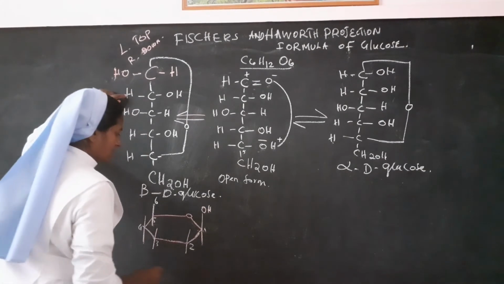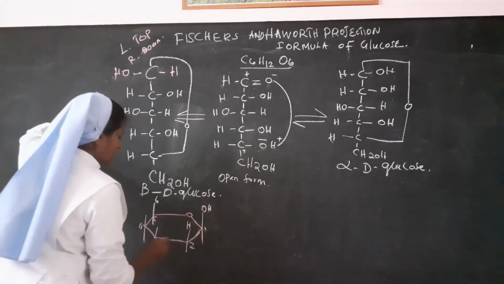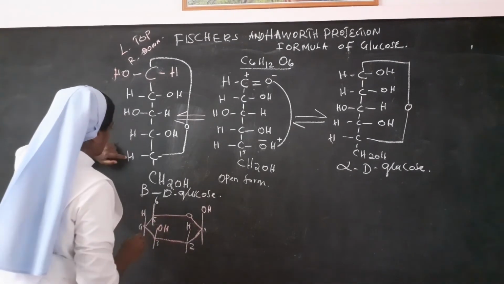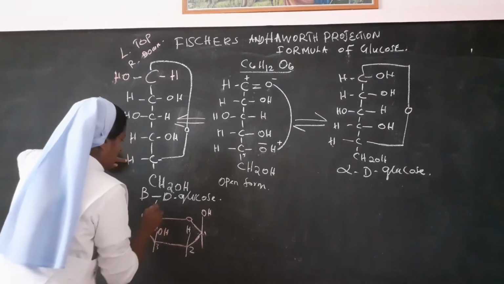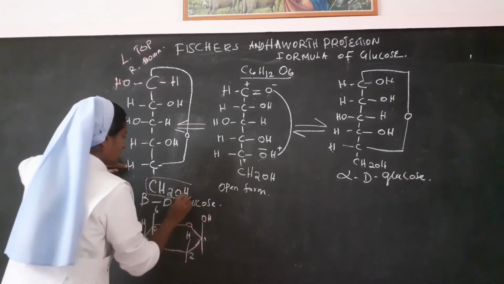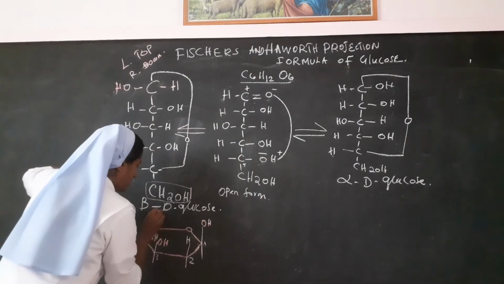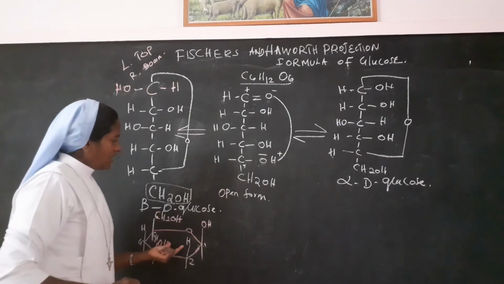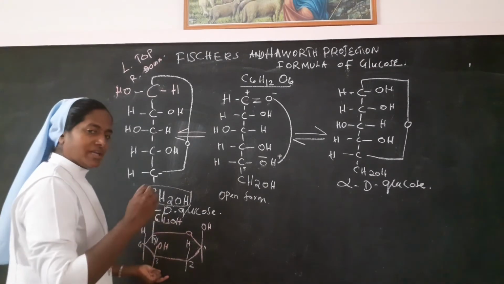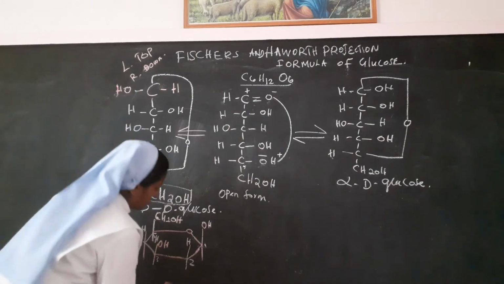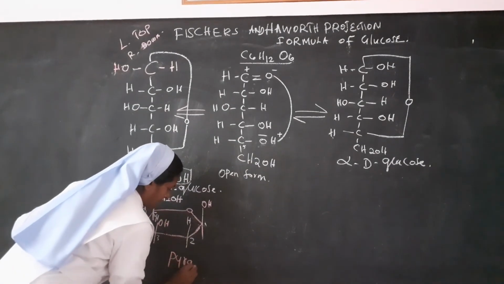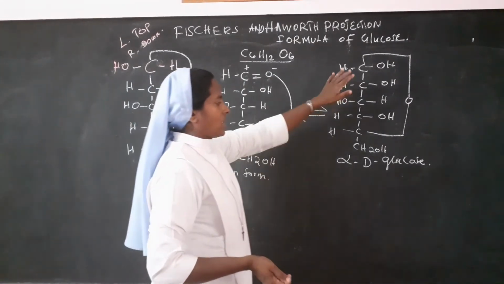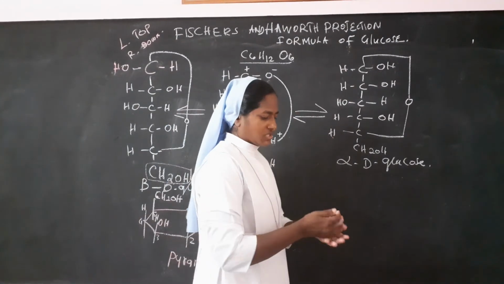Then the second carbon, it is hydrogen. Then the third carbon is OH. Then the fourth carbon is hydrogen. Then the fifth carbon is hydrogen here. The sixth carbon, what is here, is CH2OH. This should be written on the sixth carbon, that is CH2OH. Okay, so this is the beta D glucose ring structure, that is pyranose, beta D glucose.